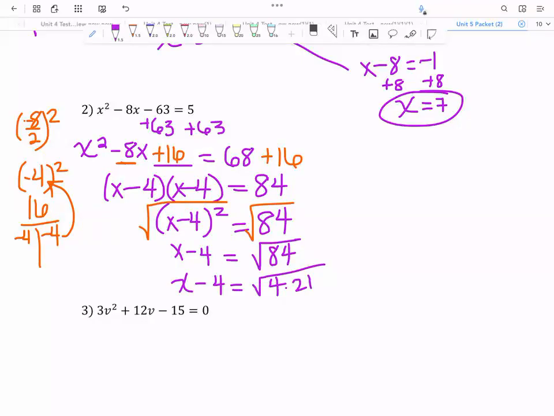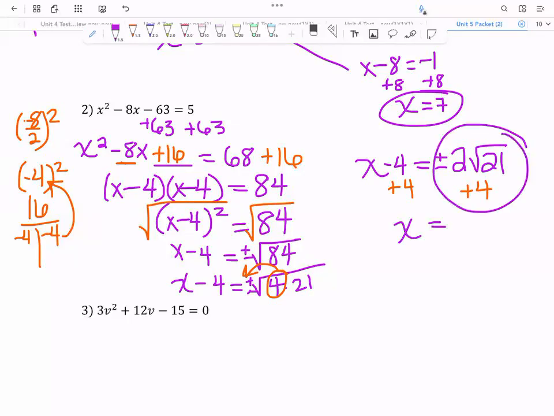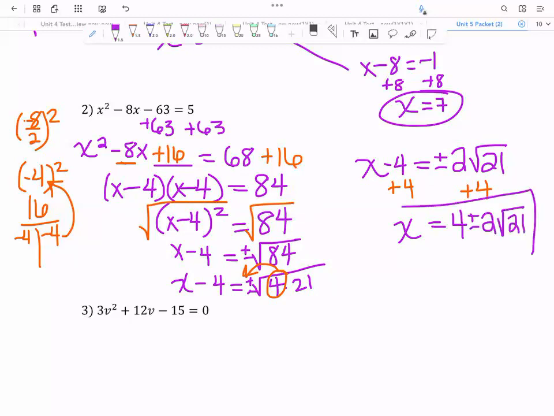Remember, this is still plus or minus. So we're going to take our perfect square out. So we get x minus 4 equals positive or negative 2 square root of 21. And then we're going to get x by itself by adding 4. Remember, these are not like terms, so we can't add them together. So we just write 4 plus or minus 2 square root of 21.